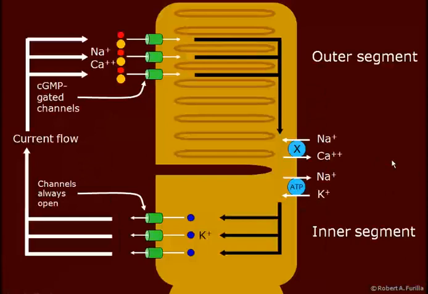This image is showing us the open sodium channels. This is now in the dark. These are cyclic GMP gated channels. They're open. Sodium and calcium can move in. As the positive charge builds up, potassium begins to move out, sodium back in, potassium out, and we have a dark current occurring here. The activity of the ATPase here, pumping sodium out and potassium in, is running at a very high rate in order to keep the membrane potential from completely depolarizing.